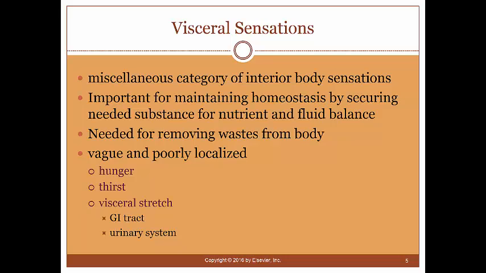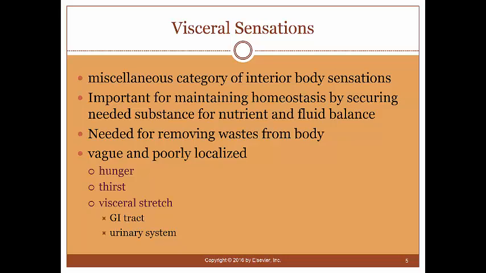And they can all be similar in the way that they sense things, because a lot of times sensations can be vague and somewhat poorly localized within the organs of the thorax and the abdomen. These sensations are very important for maintaining homeostasis by securing substances for nutrition and fluid balance, so hunger and thirst, trying to get in things you need to keep your energy and your water levels correct in the body. It's also very important for things like breathing, so actually bringing oxygen in to the body.